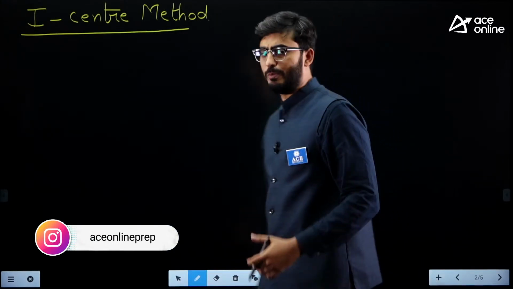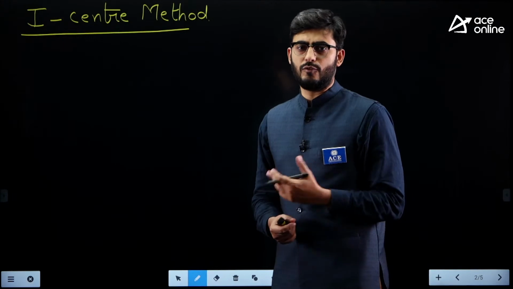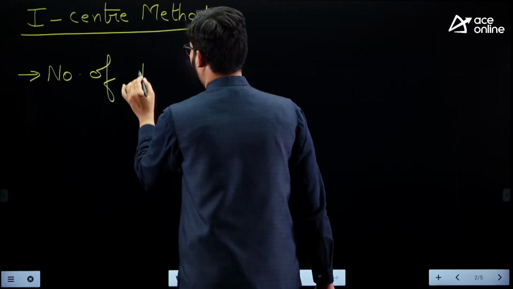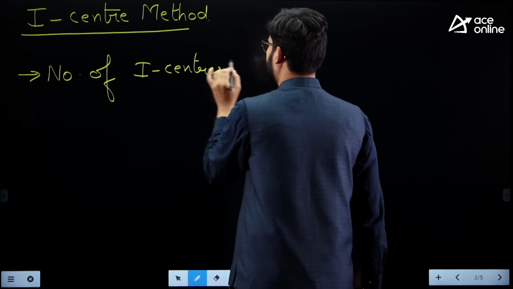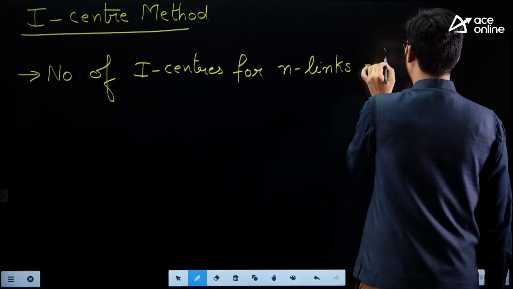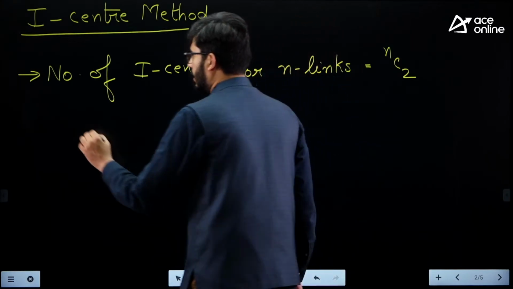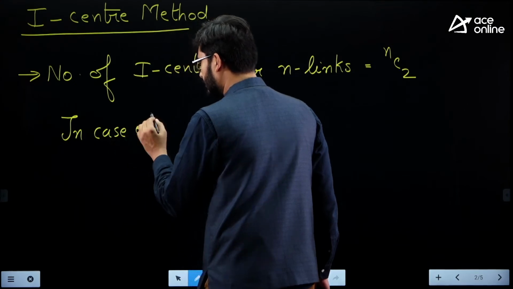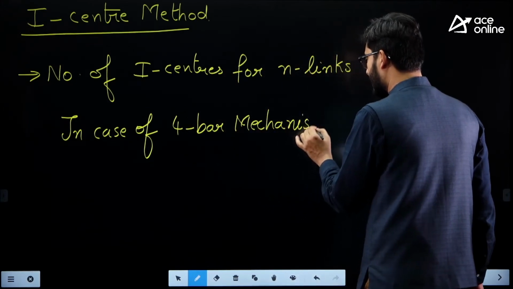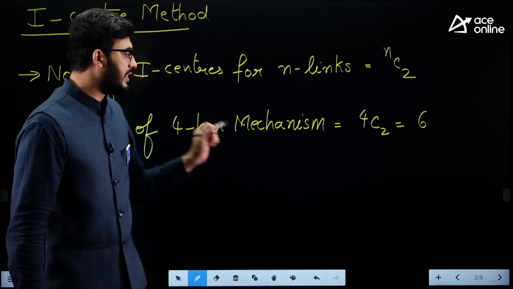Now in I-centers, guys, we have to make use of Aronhold-Kennedy's theorem, and there is one more formula to calculate the number of I-centers for the given number of links. So first, let us write: the number of I-centers for n links is given by nC2. We'll be considering a 4-bar mechanism, guys. In case of a 4-bar mechanism, it will be 4C2, which is equal to 6. There will be 6 I-centers, guys.